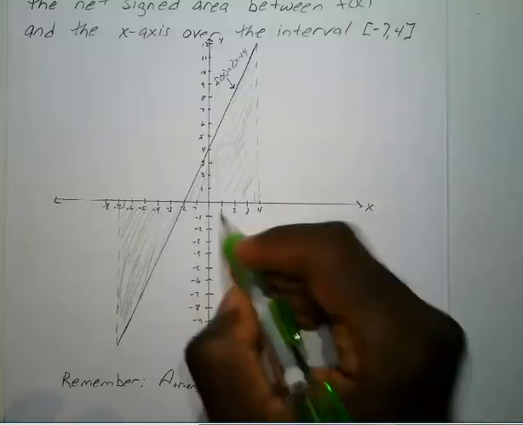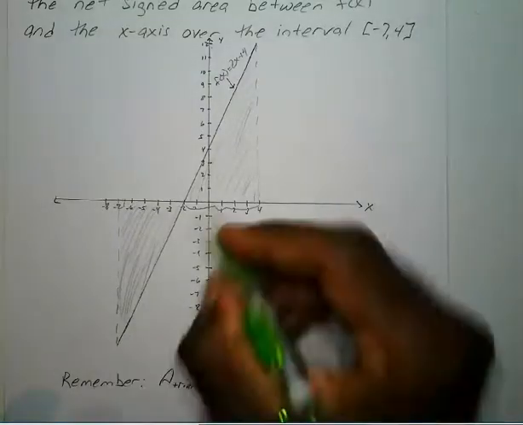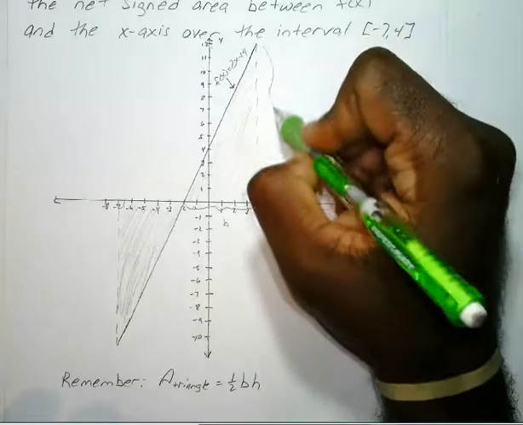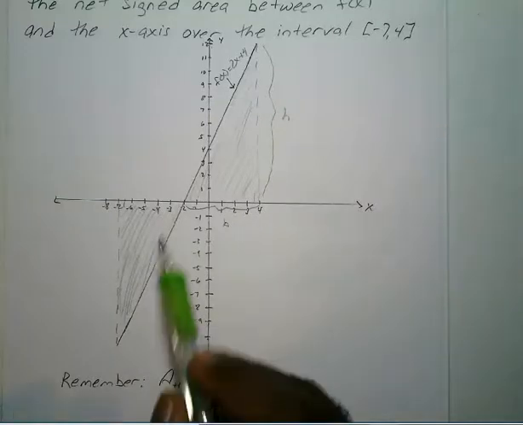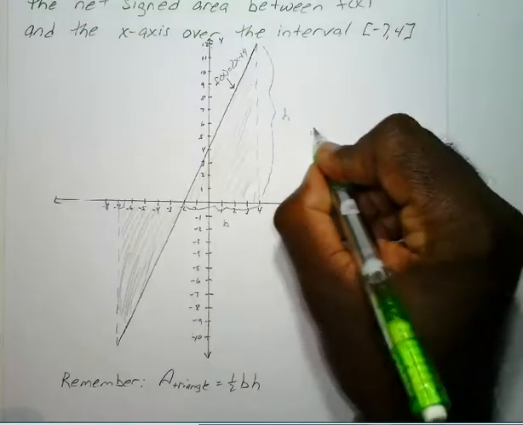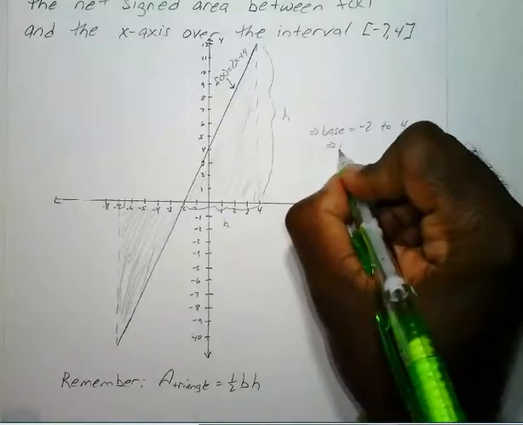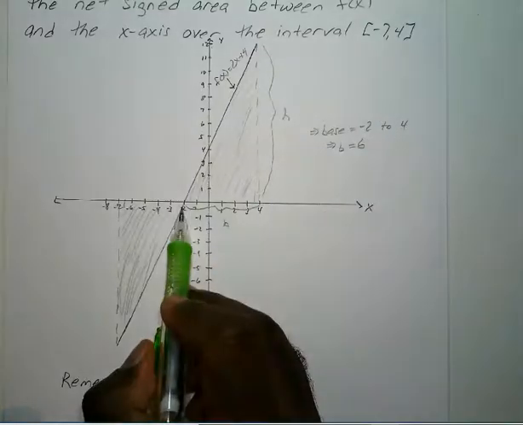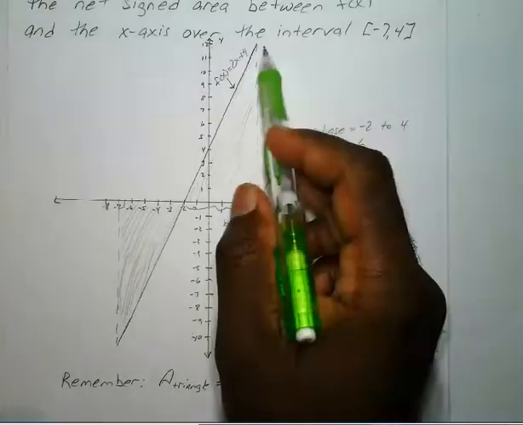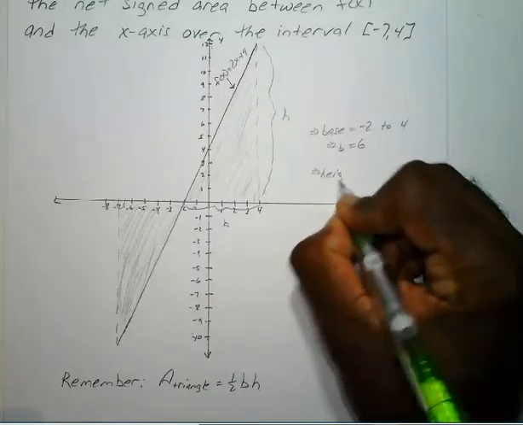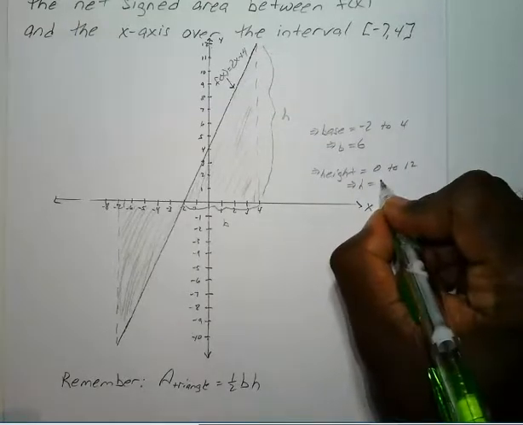Now to find our base and our height: for our triangle above the x-axis, this is our base, and this is, of course, our height. For our base, we're going from -2 to 4, which means that our base is going to equal 6, because we're going from -2, -1, 0, 1, 2, 3, 4. And then our height is going from 0 to 12, so our height is going to equal 12.